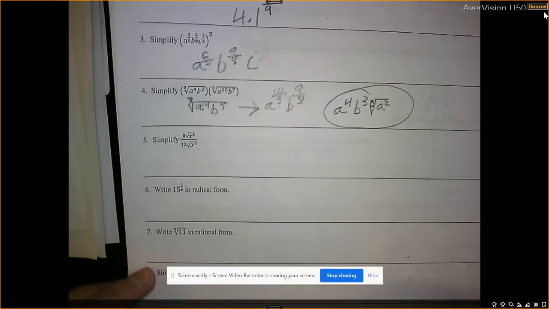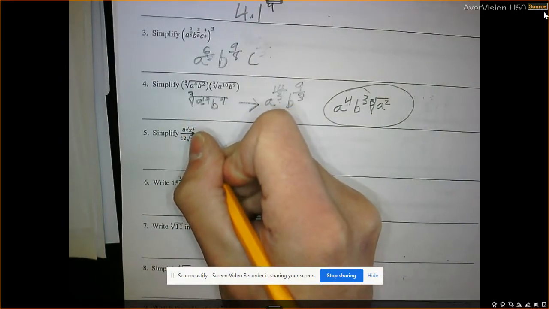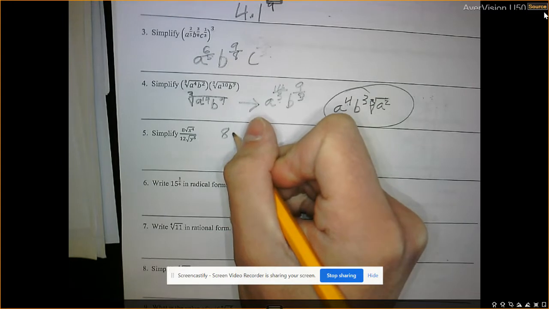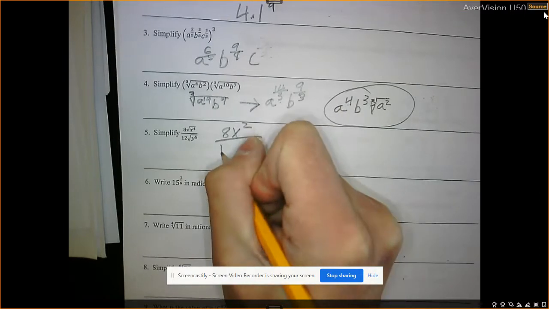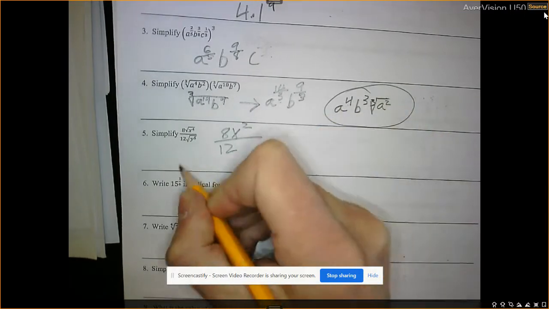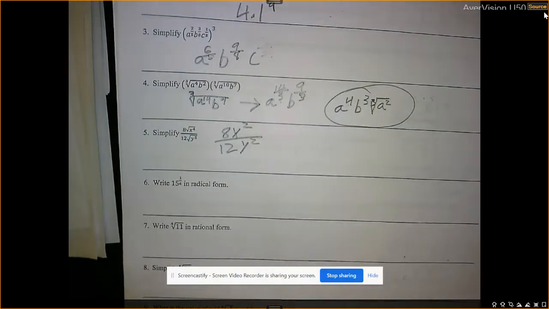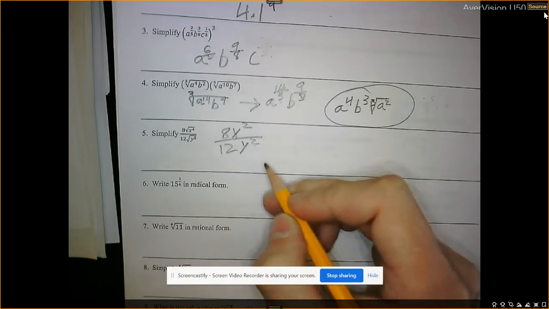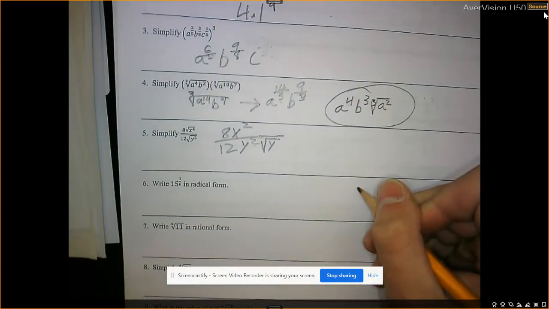Okay, moving on down. Simplifying this one. First things first, the square root of x to the fourth is like saying x to the 4 over 2, so that's just going to become x squared. Now on the bottom, this is like saying y to the 5 over 2. We can pull out a y squared because 5 over 2 is 2.5. So we pull out the y squared, and we're left with a square root of y, or y to the 1/2 when we do that division.